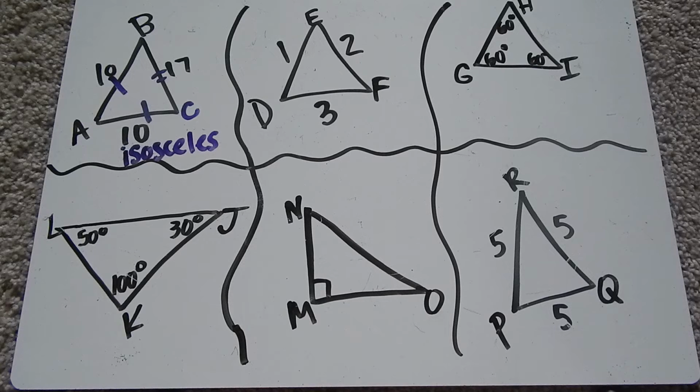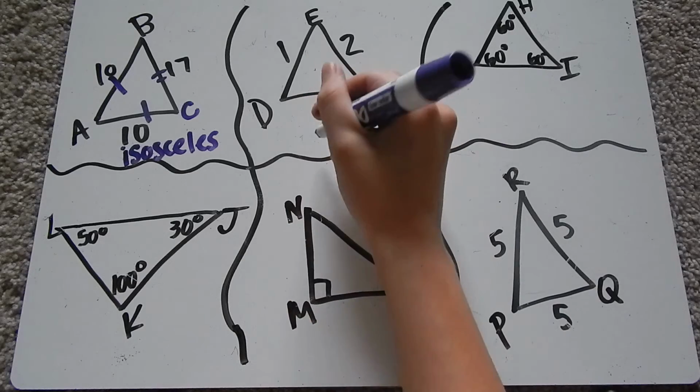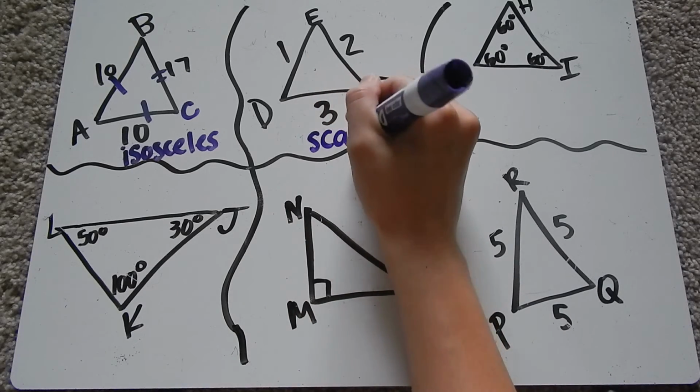Moving on to the next one. Again, we have side lengths, so we're going to classify by side. Remember, the three types that it could be are equilateral, isosceles, and scalene. This one, none of the sides are equal. This is called scalene.